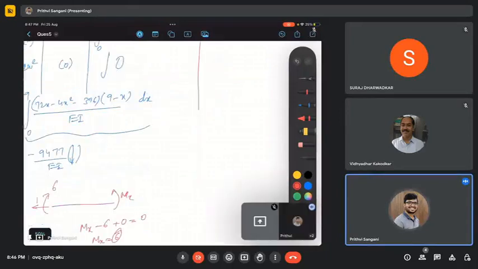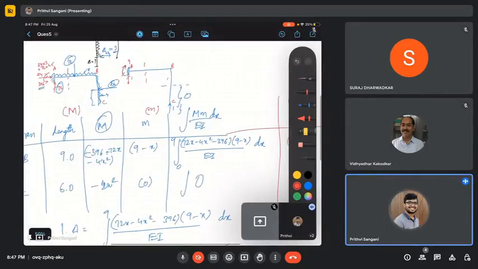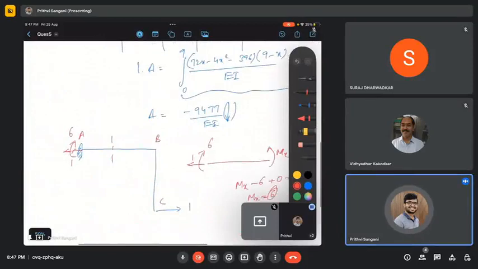So this is 6, 6 itself, right? There's a constant value moment there. There's no effect of the reaction forces because it is horizontal. So you only have an axial tension coming in the beam.